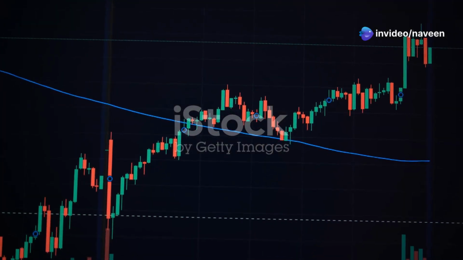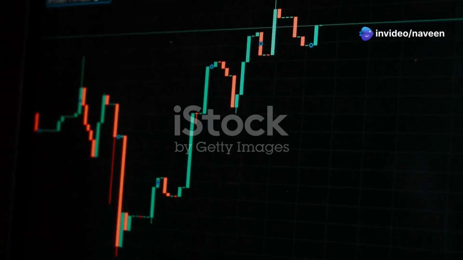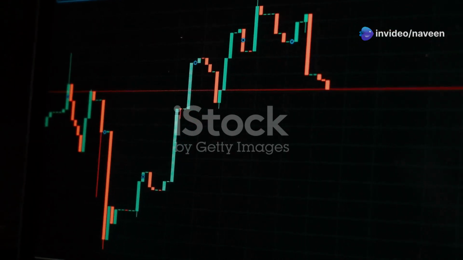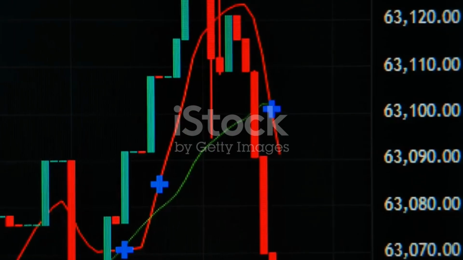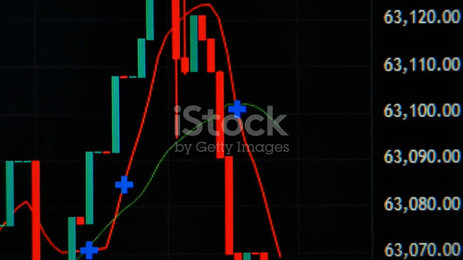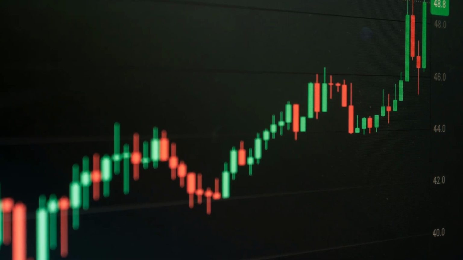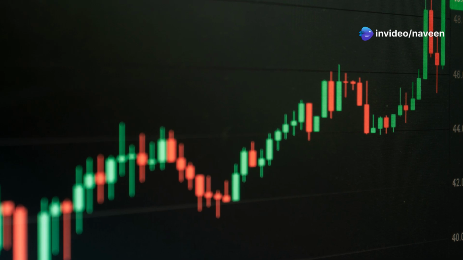Candlestick charts are a popular tool in technical analysis. They provide a visual representation of price movements over specific time frames. Each candlestick tells a story about the battle between buyers and sellers. It shows the opening, closing, high and low prices for that period.